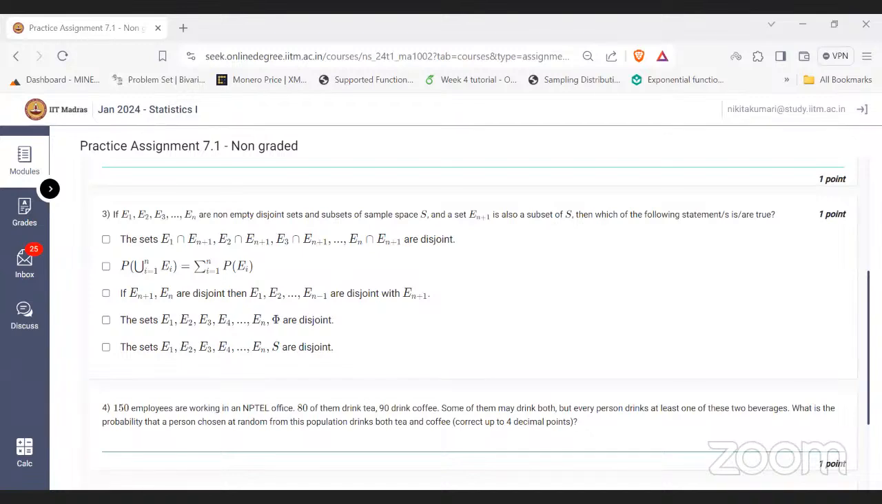Similarly, if you take the event E2 and take the intersection with En plus 1, their intersection will be contained in the event E2. Yes, ma'am. So on, you can go on like that. So what you will get is, maybe I think drawing a figure is better.